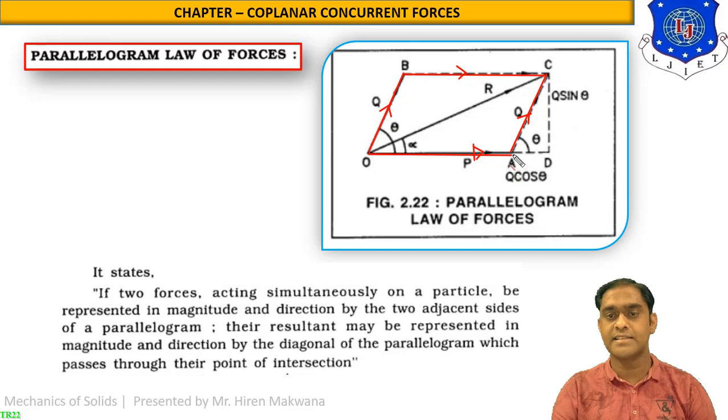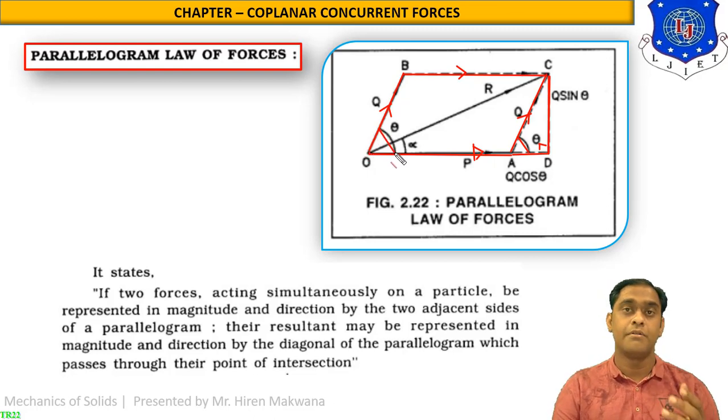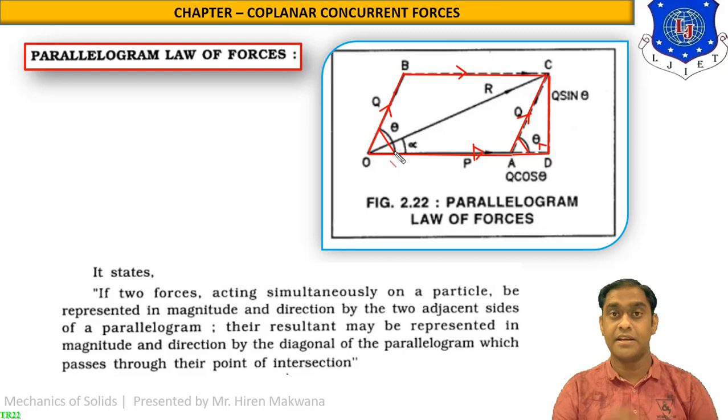Now extending this line up to point D and drawing a perpendicular up to point C. You can see from point C we draw a perpendicular line which is at 90 degree, and this angle will be theta. You can see this angle, which is theta. What is theta? Theta is actually the angle between two forces P and Q.